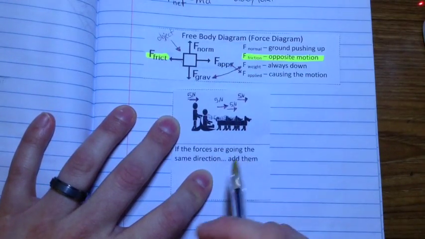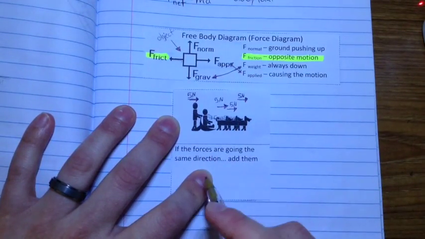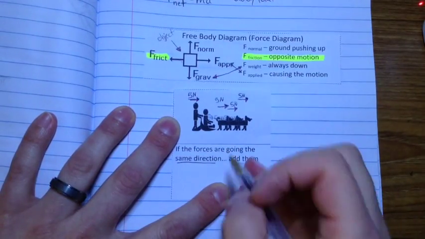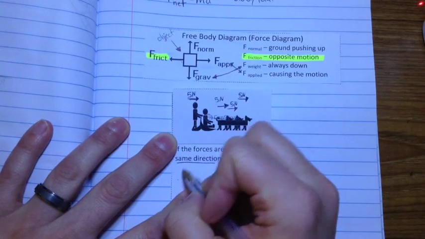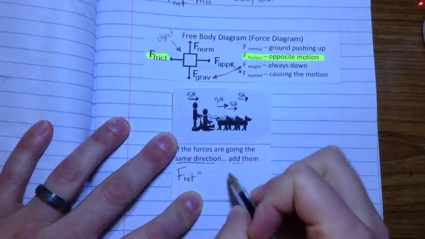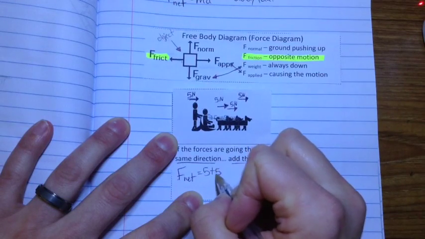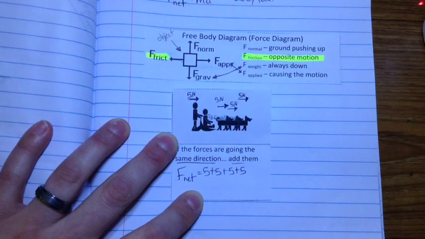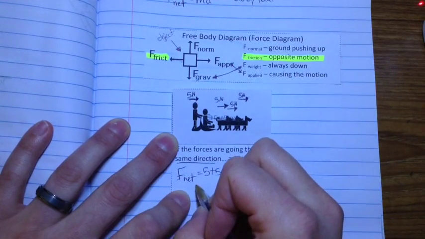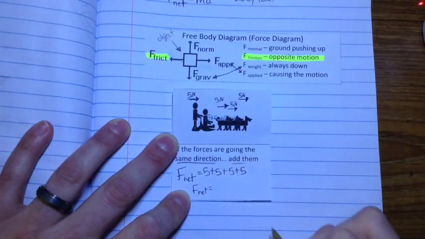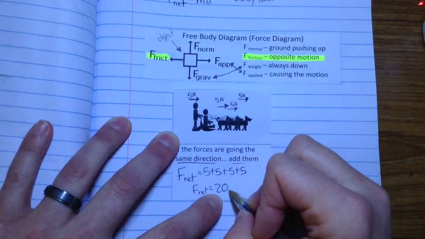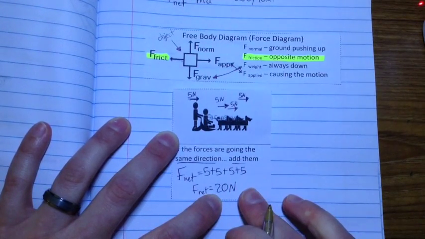Okay? So he's pushing, they're pulling. It doesn't really matter if they're pushing or pulling. They're all going the same direction. And because they're all going the same direction, we just add them up. So if I want to know the net force, I need to do 5 plus 5 plus 5 plus 5. All right? So add them up. My net force is going to be what? 20. Now, what are my units of measure for force? Newtons.